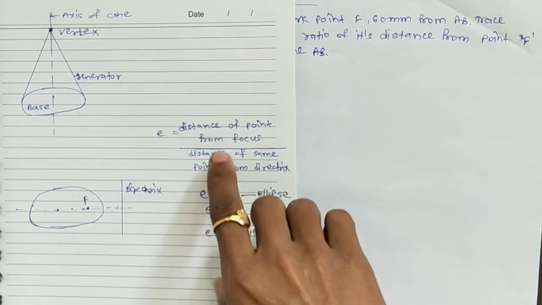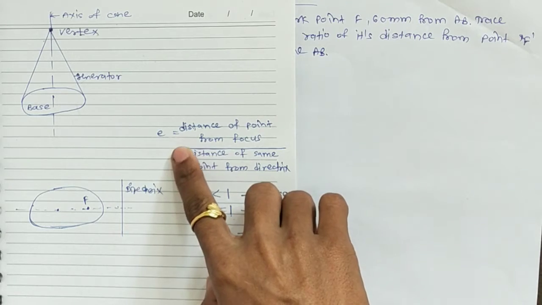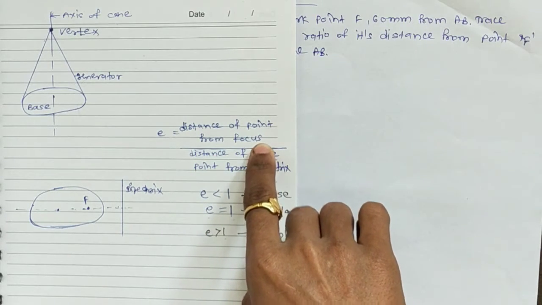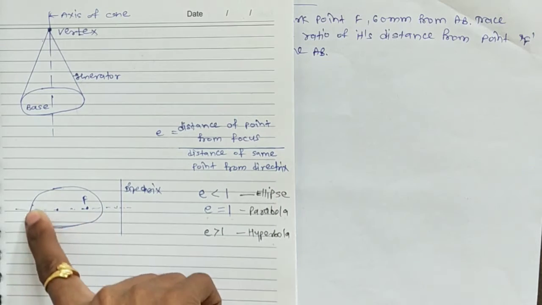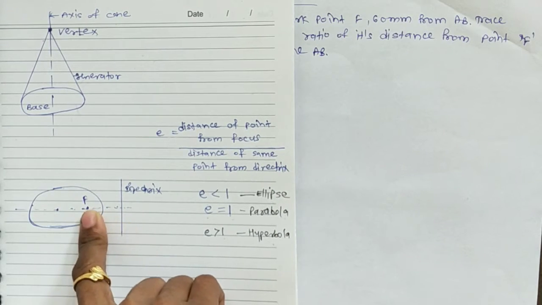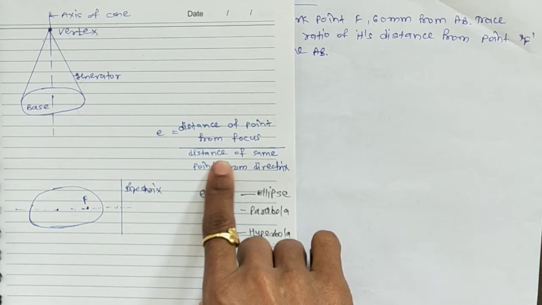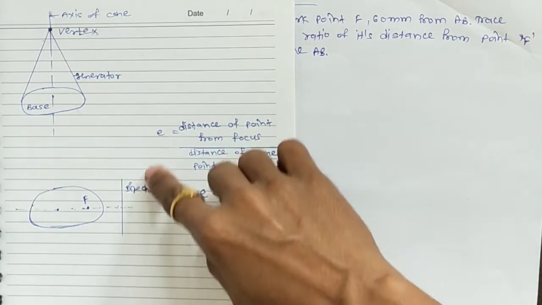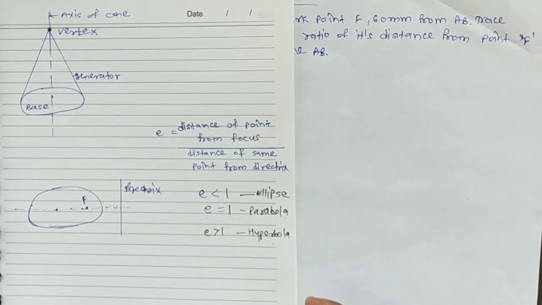So here eccentricity ratio is distance of point from focus. So what is focus? So focus is any point on the axis and distance of same point from directrix. So directrix is any vertical line.